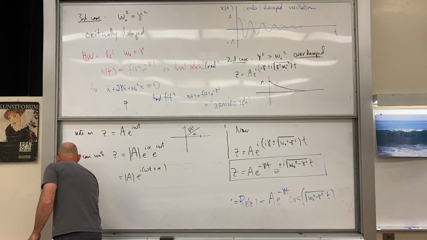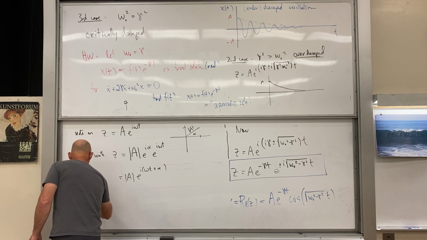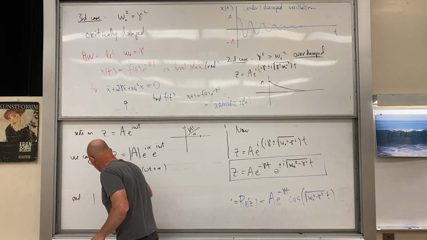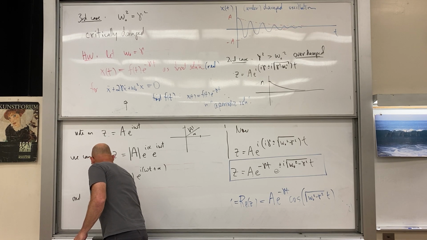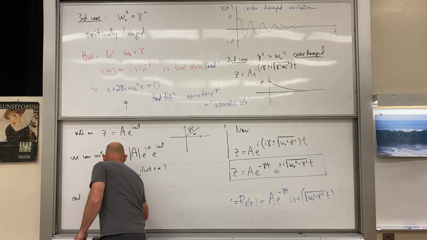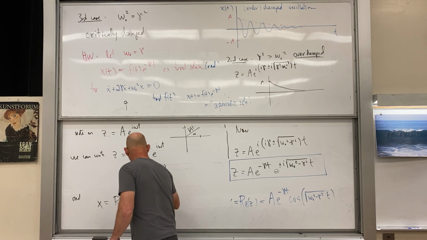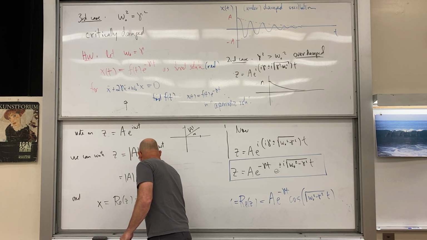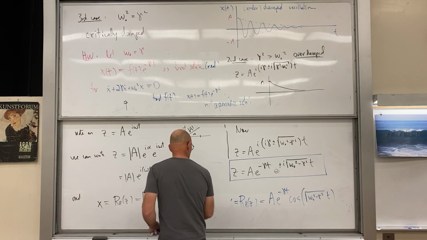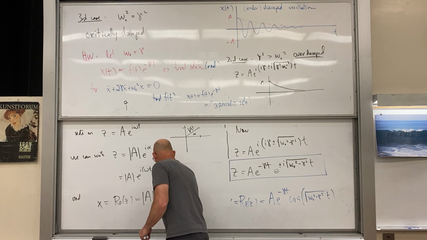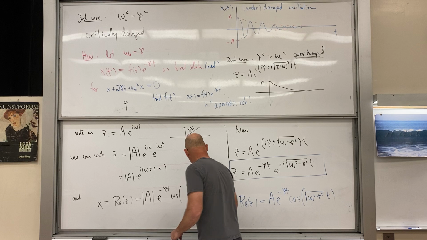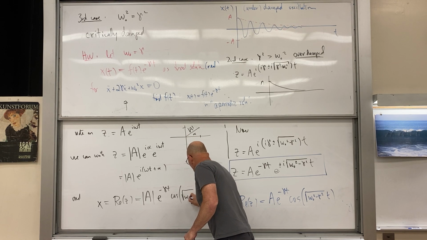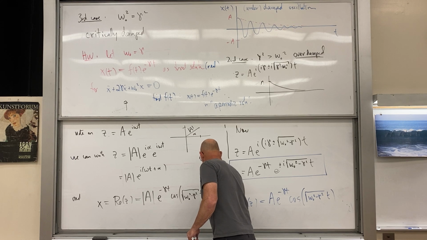So I'll finish that off by writing x equals real part of z, a magnitude, and then e to the minus gamma t cosine root omega naught squared minus gamma squared t plus some alpha.